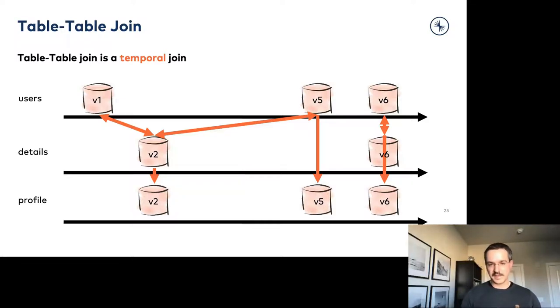So it's like SQL, but always with time in mind. And again, if you run a query like this, while the user and detail tables are updated in the background, we would always update your profile table. That is the join between both to maintain this relationship of inputs and outputs.